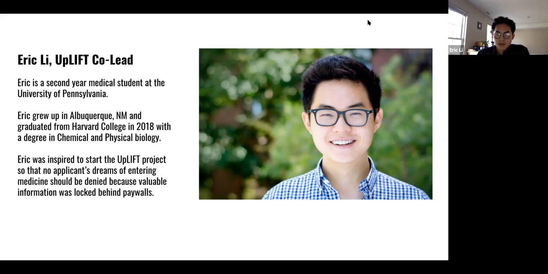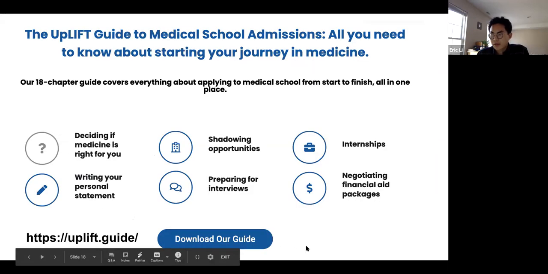I was also inspired by my experiences growing up in Albuquerque and being really moved by the diversity, not only of the communities at large, but also the school that I went to. And I really wanted to contribute and try to help make medicine also a more inclusive and accessible field for everybody. So that's sort of the background on us.